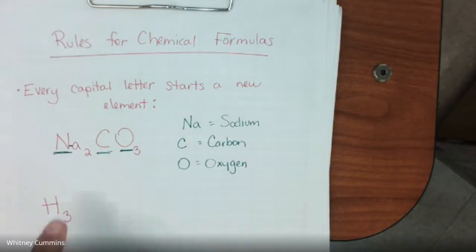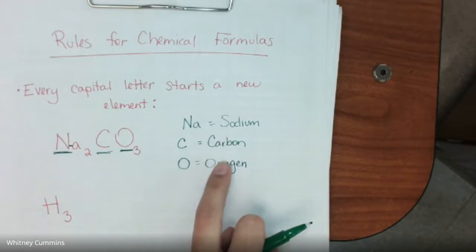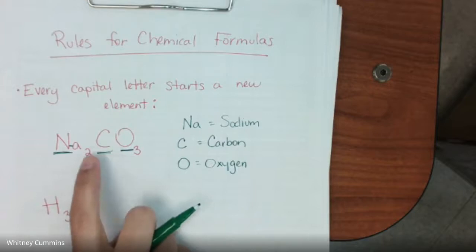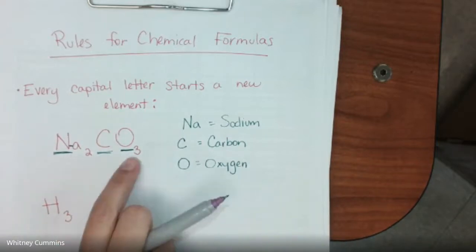So when we're reading a formula, every capital letter means that I have a new element starting. All right, good. So this is what this means. Now, the next thing we're going to look at are these little tiny numbers that are squeezed in between things. These are what we call a subscript. Sub as in below, like a submarine is below the water, a subway is underground.